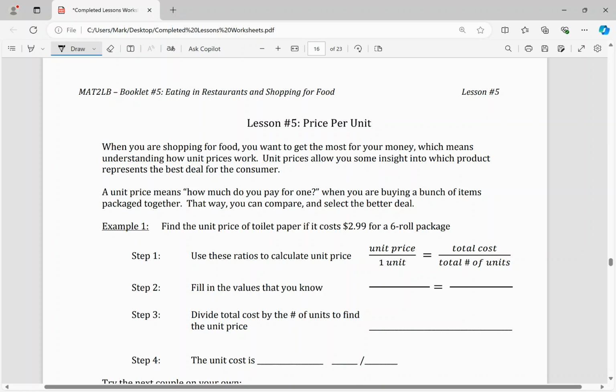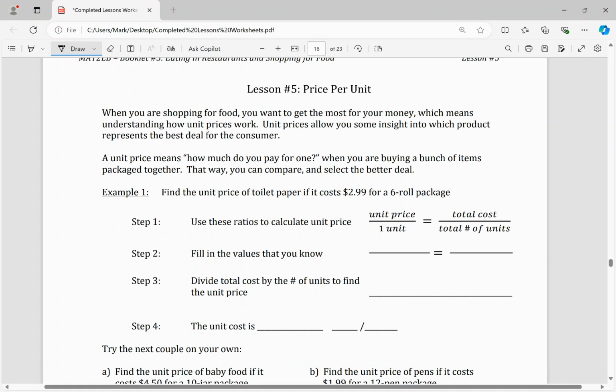Calculating the unit price per unit is something that supermarkets will often do for you, but you can also do yourself if they don't. This will allow you to compare two of the same items that come in different sizes. So a unit price means how much do you pay for just one. So in example 1, sure, toilet paper costs $2.99 for a 6-roll package, but how much does it cost for a single roll of toilet paper in this package?